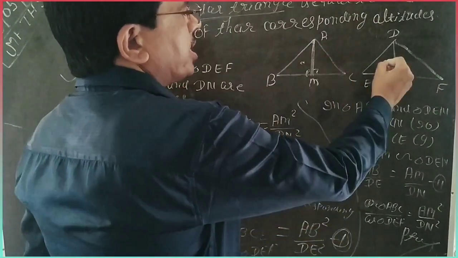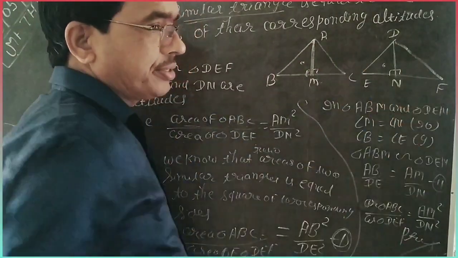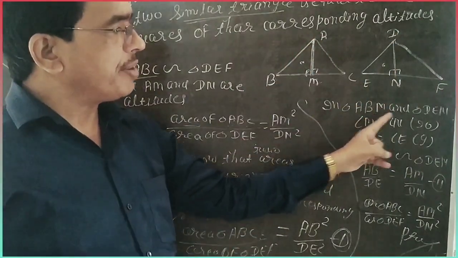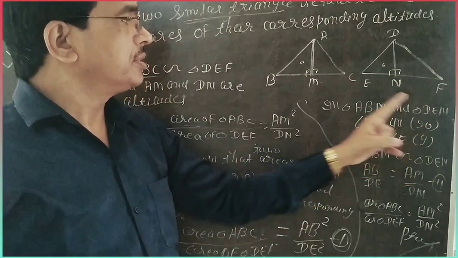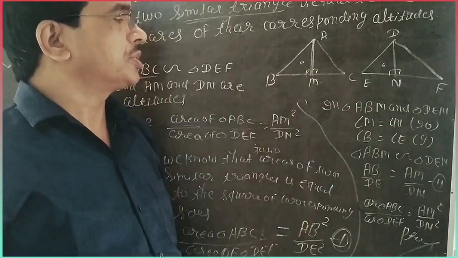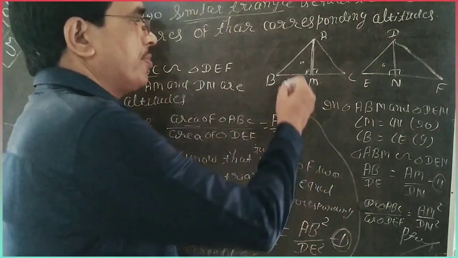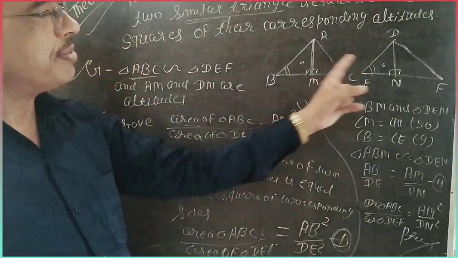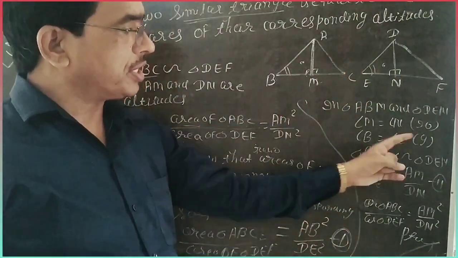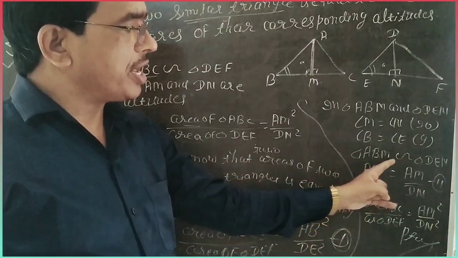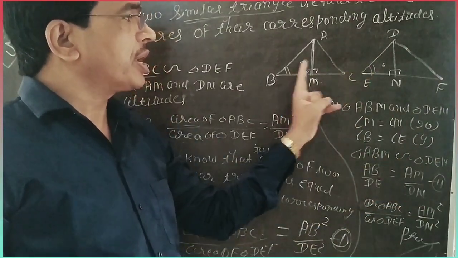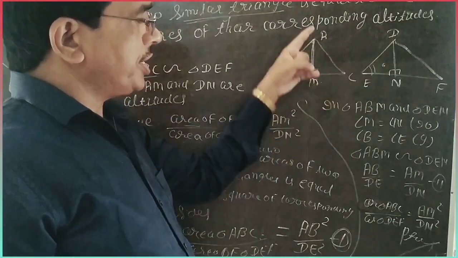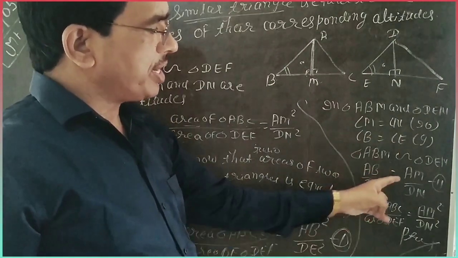Next, we take the similarity relation between ABM and DEN. In triangles ABM and DEN, angle M is equal to angle N, that is 90 degrees, because these are the altitudes. And angle B is equal to angle E, because both triangles are given similar. If similar, then it is equiangular. So B is equal to E. By AA property, triangle ABM is similar to triangle DEN. That means these two small triangles are similar by AA property. Hence, AB by DE is equal to AM by DN.